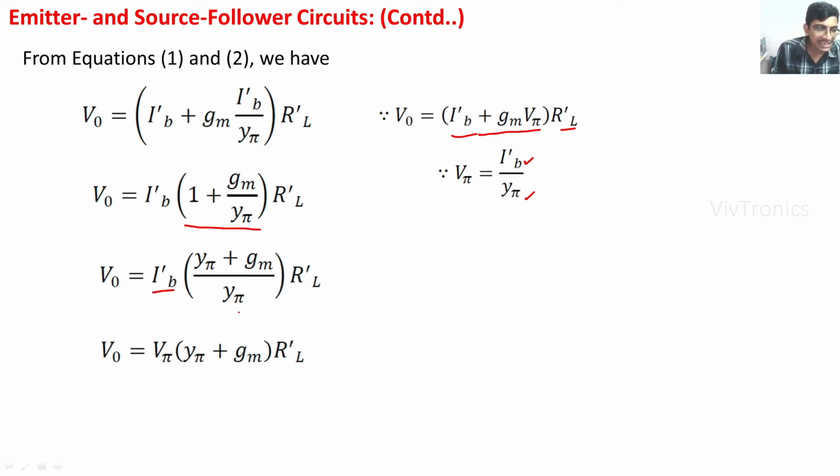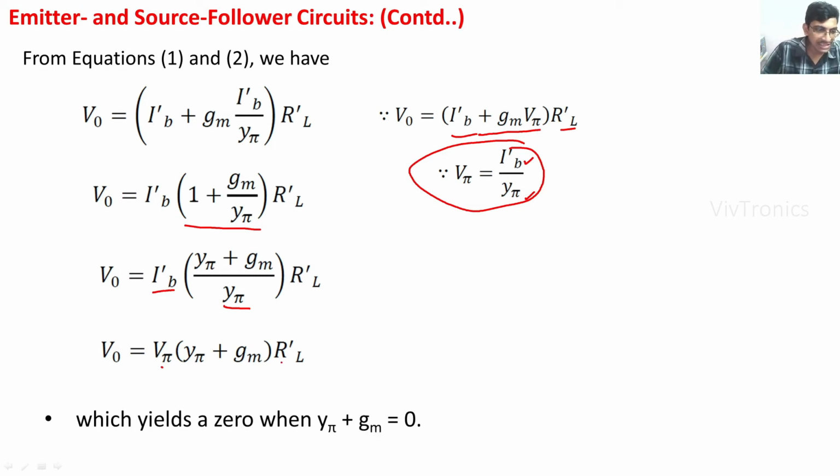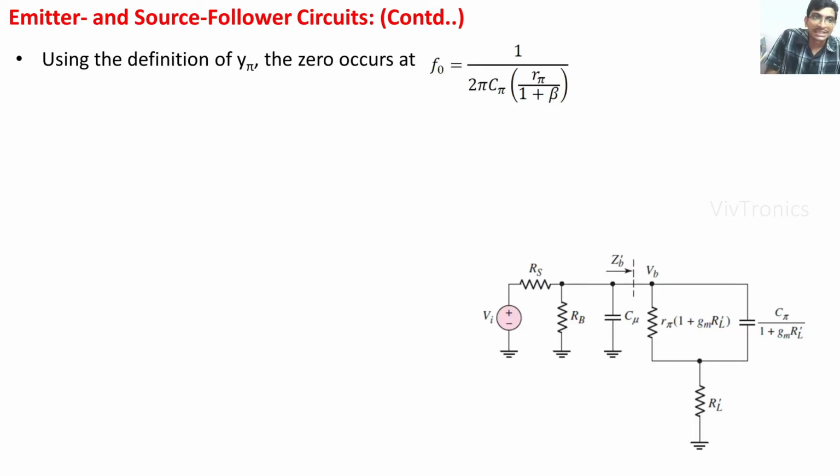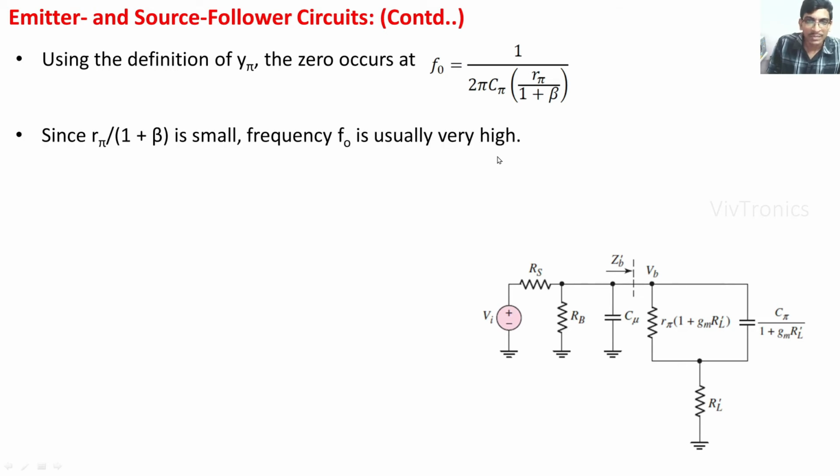The output voltage V naught is now equal to V pi into Y pi plus GM into RL dash, since IB dash divided by Y pi is nothing but V pi. Therefore V naught is equal to V pi into Y pi plus GM RL dash, which will be 0 when Y pi plus GM is equal to 0. This output voltage will be 0 whenever Y pi plus GM is equal to 0. That is the output voltage equation for the emitter follower circuit. And by using the definition of Y pi, the zero occurs at F naught equal to 1 by 2 pi C pi into R pi by 1 plus beta.